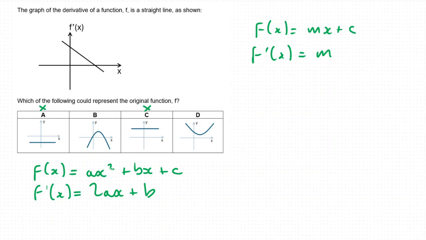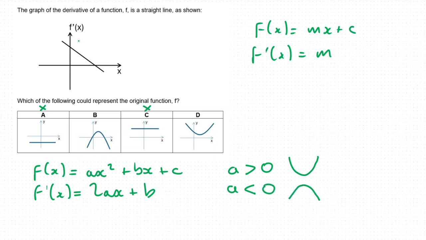So we've established that it's a parabola. So it's either B or D. But which one is it? So the parabola under option B, if we know our work on parabolas, we would know that if A is positive, the coefficient of x squared, we'd get a graph that looks like that. And if A is negative, we'd get a graph that looks like that.